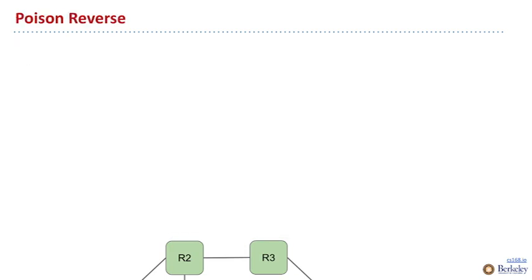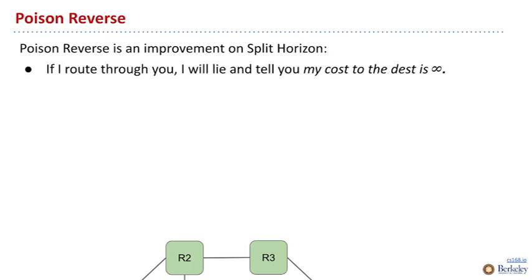So this is where poison reverse comes in as an optimization. So it's an improvement on split horizon. And it says, actually, instead of just being silent about my path through you, I'm going to actively tell you that I have an infinite cost path. Okay? So if I'm going to route through you, I'm going to tell you I have an infinite cost path. And often you'll hear this talked about as lying.